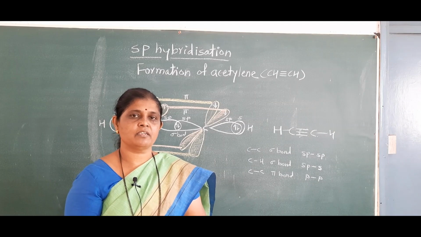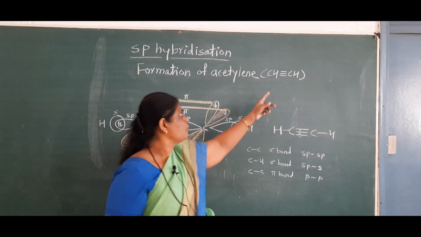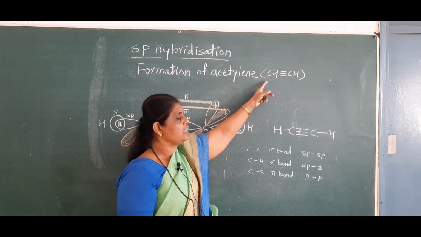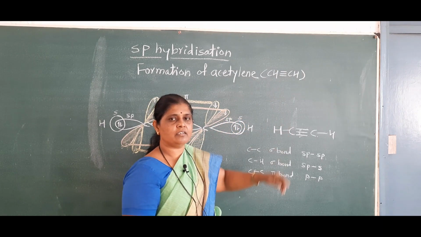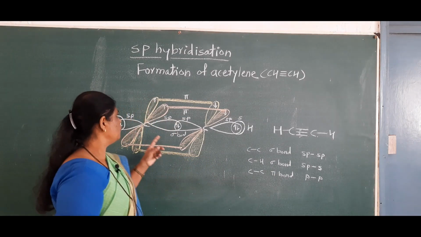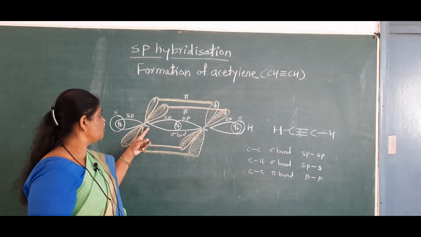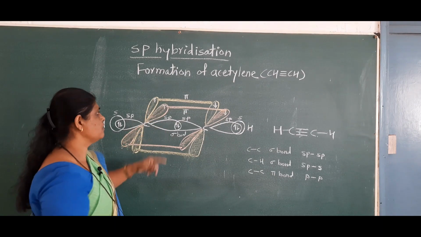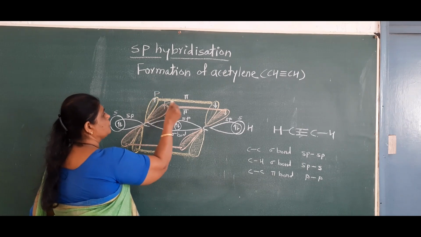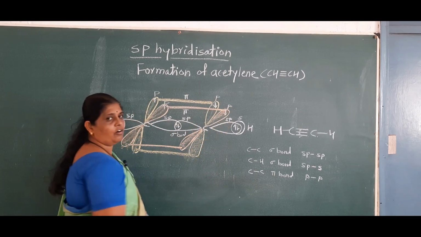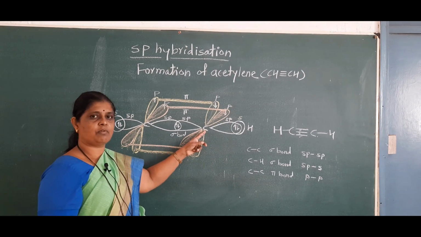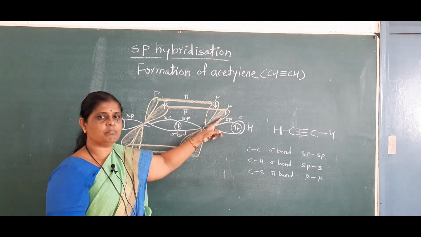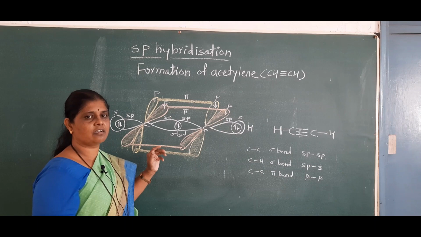Acetylene, its IUPAC name is ethyne. The formula is CH triple bond CH. In acetylene, both carbon atoms are in sp hybridization state, and we know that sp hybridized carbon has 2 sp hybrid orbitals and 2 unhybridized p atomic orbitals. These are p atomic orbitals. Similarly, that carbon also has 2 sp hybrid orbitals and 2 unhybridized p atomic orbitals containing single electron.